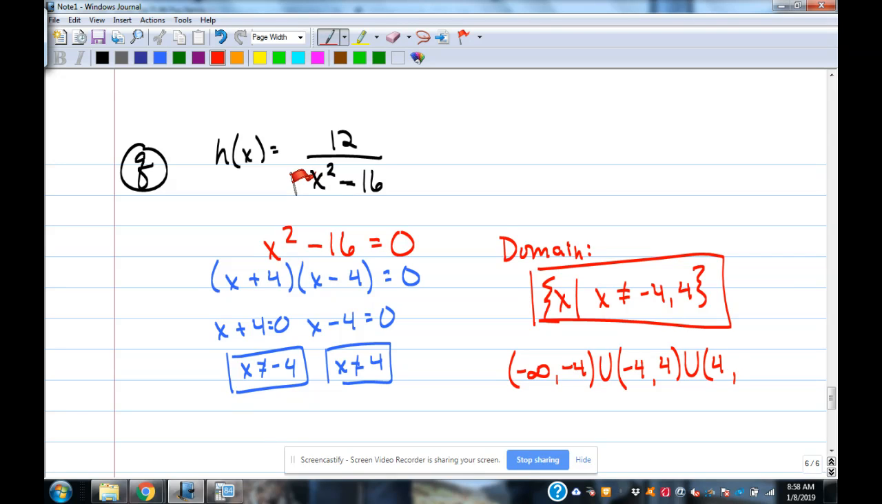Where are we going next? That's the only other thing we're cutting out. So we're going to go on up to +infinity. Make my infinity a little bit better than that. So there's the interval notation for that one.